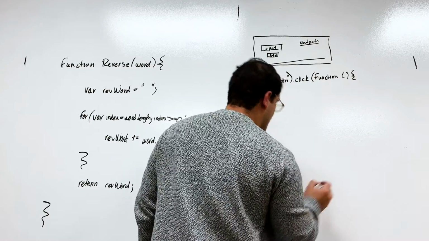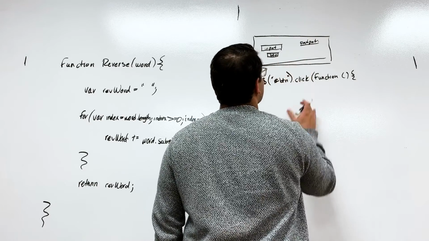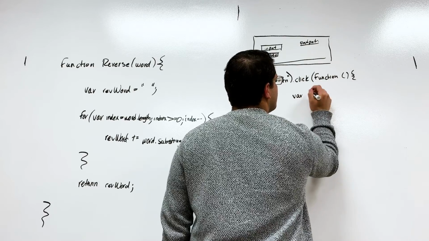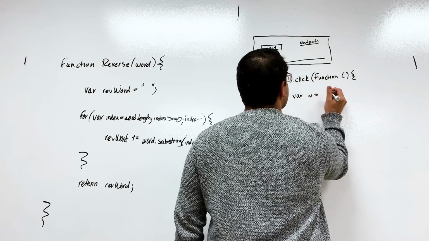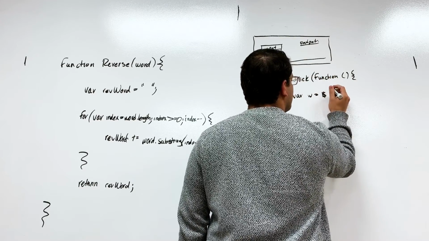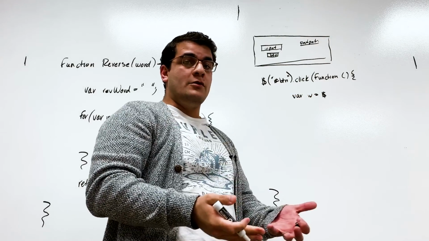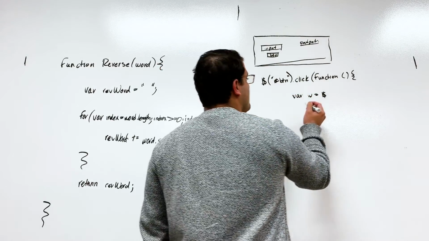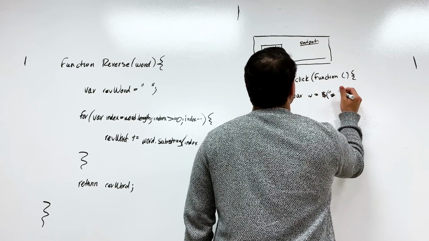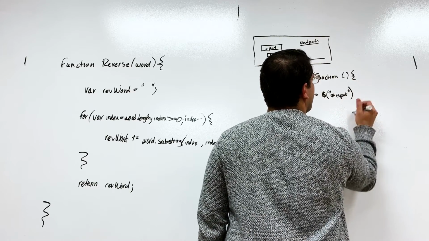Just so I don't forget this. Now what we're going to do is retrieve the information that has been put in. So we're going to create a variable, say for example W, and we're going to set it equal to the input. So again, we'll be using the jQuery selector to target the input to retrieve the information that the user has put into the input box. So very similar to how we did earlier, to target the input box.